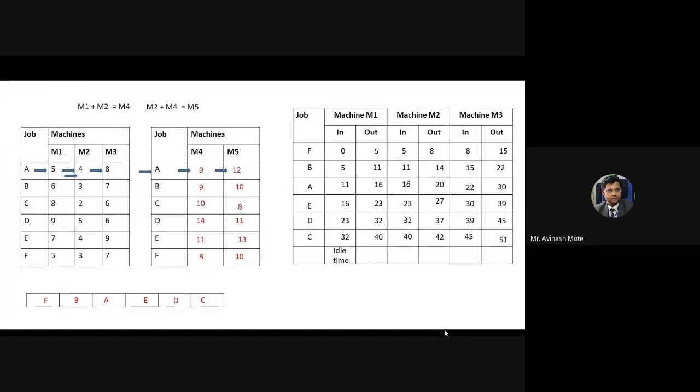Okay, there is nothing in between: 5, 5, 11, 11, 16, 16, 23, 23 and 32. Starting from 0, no problem. Okay, so it will be 51 minus 40, so it will be 11. Okay, idle time for machine M2.